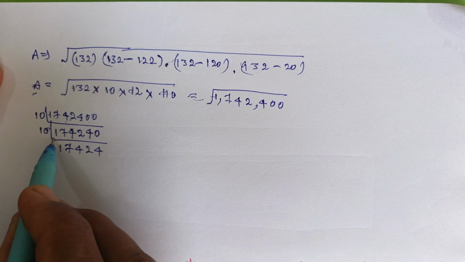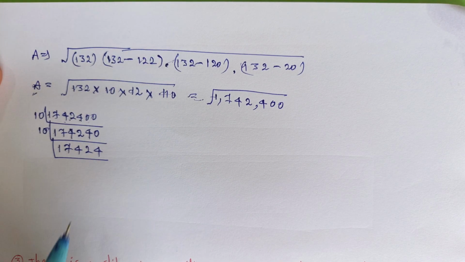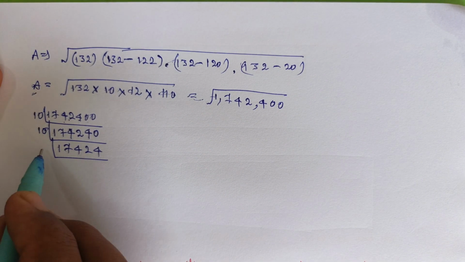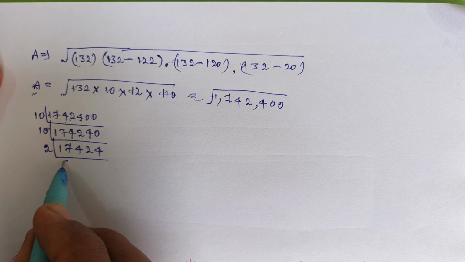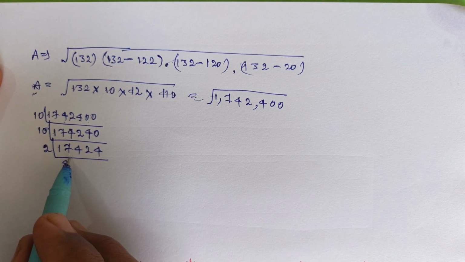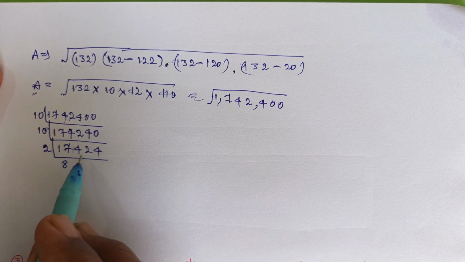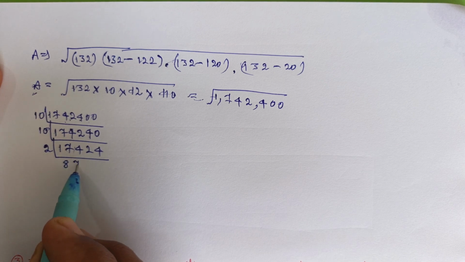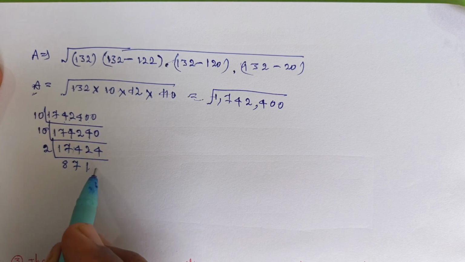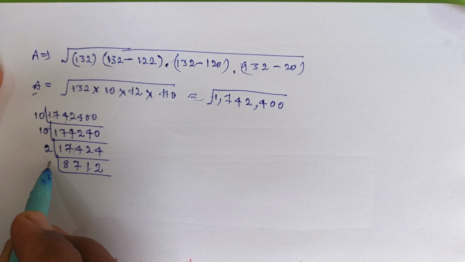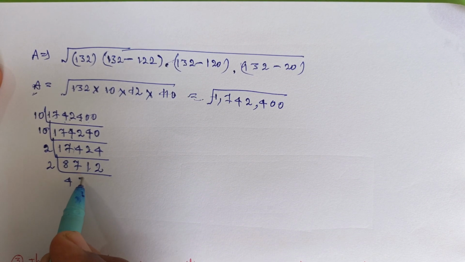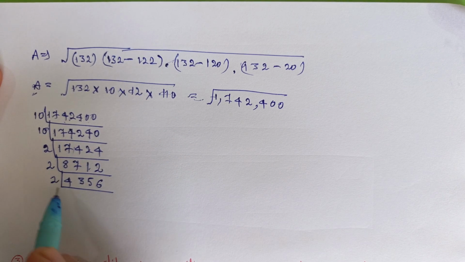17424. Now because in the units place 4 is there, I am taking 2 table. So 2 8 is 16. 17 minus 16 is 1. So that 1 comes before 4, so it becomes 14. So 2 7 is 14. Next 2 1 is 2. 2 2 is 4. And in the same way, 2 into 4 3 5 6 equal to 8 7 1 2. Next 2 into 2178 equal to 4356.